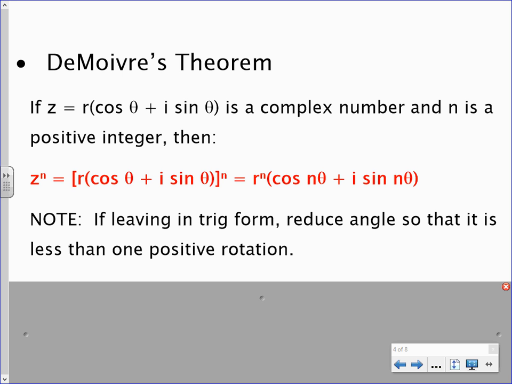Now, I don't think this is going to happen to you very often, but if you are leaving it in trig form, it is important to reduce that angle all the way between 0 and 360, just like we did with multiplying and dividing. Okay? Now, when you're multiplying by a number, it's possible that we would have to subtract 360 more than once to get back down to an appropriate angle. Okay?